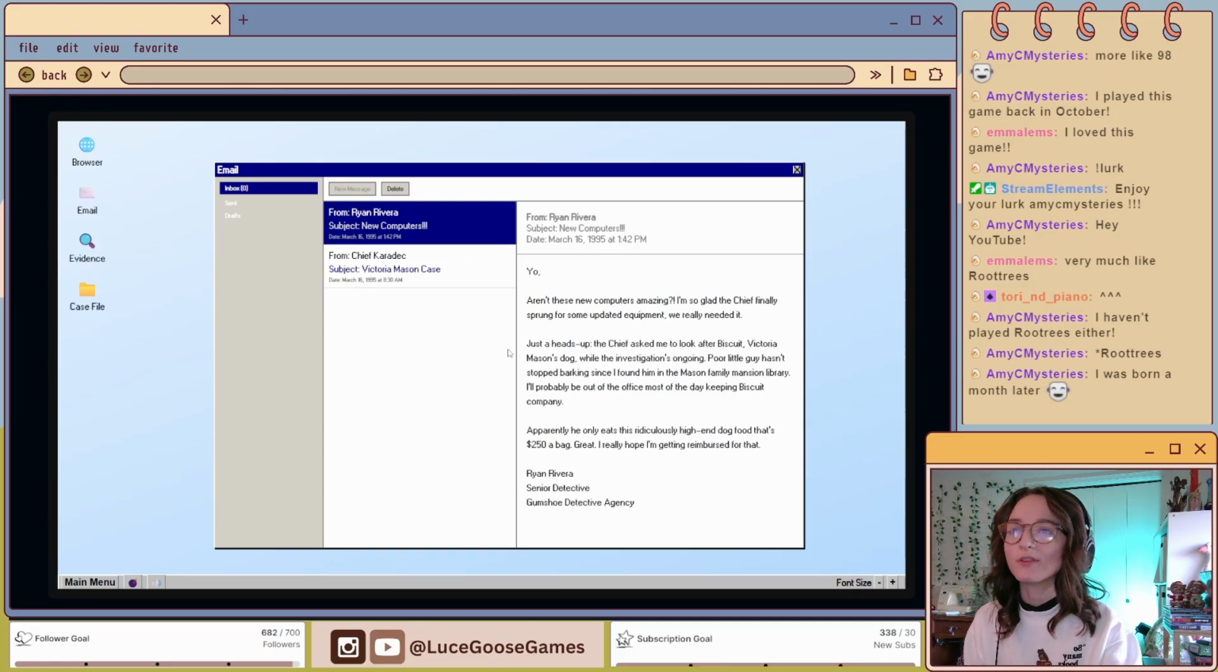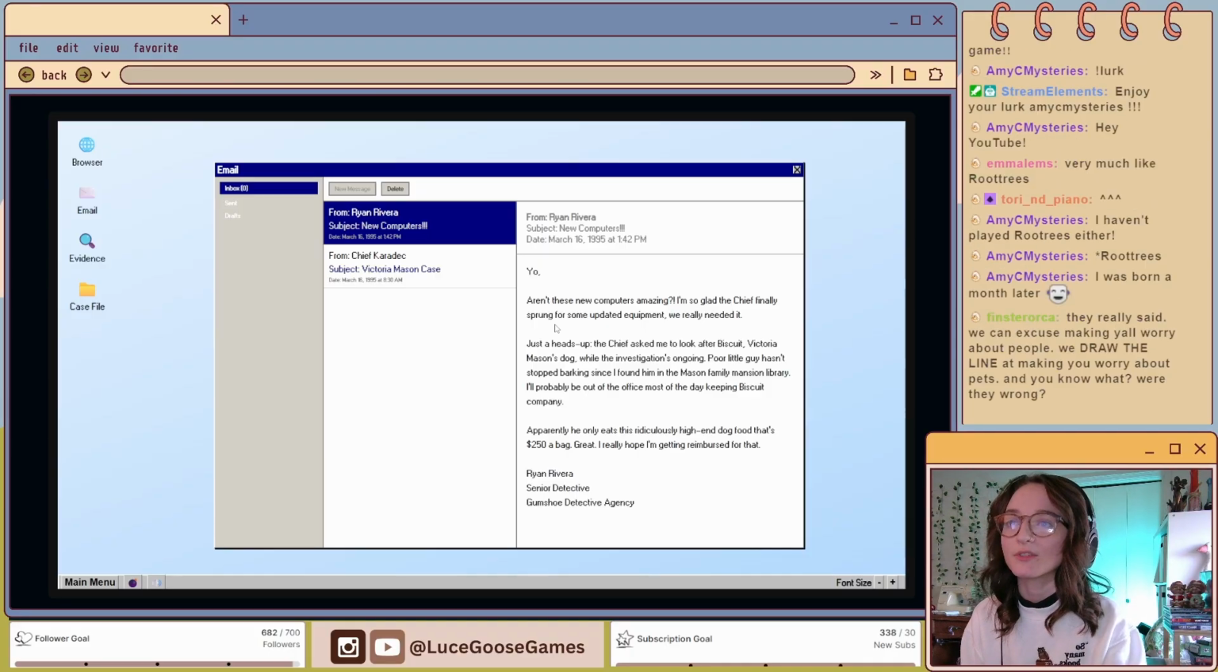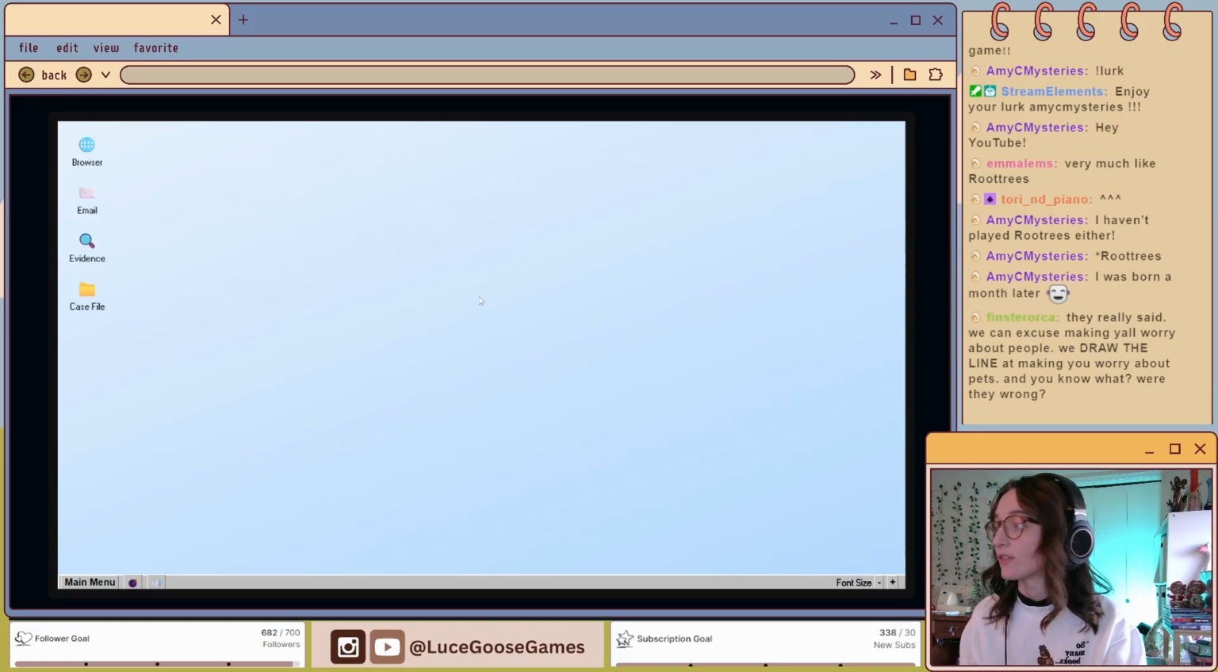"Yo, aren't these new computers amazing? I'm so glad the chief finally sprung for some updated equipment. We really needed it. Just a heads up, the chief asked me to look after Biscuit, Victoria Mason's dog, while the investigation's ongoing. Poor little guy hasn't stopped barking since I found him in the Mason family mansion library. I'll probably be out of the office most of the day keeping Biscuit company. Apparently he only eats this ridiculously high-end dog food that's $250 a bag." Great. I really hope I'm getting reimbursed for that. Me too. I would hate to not be reimbursed for that.